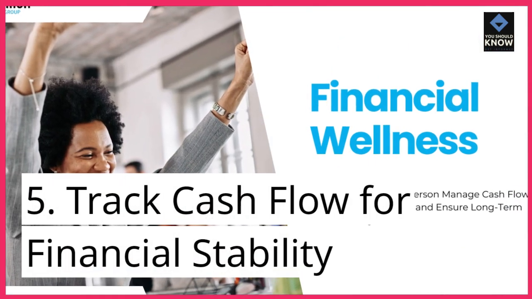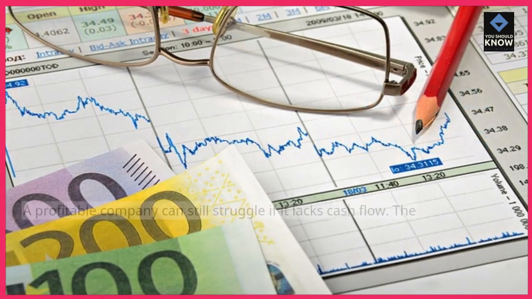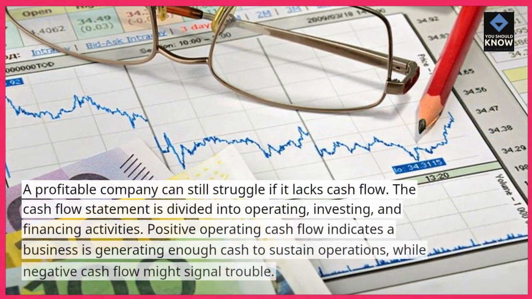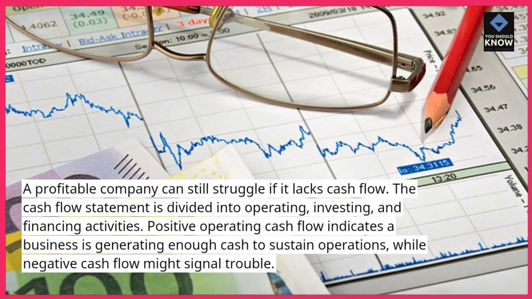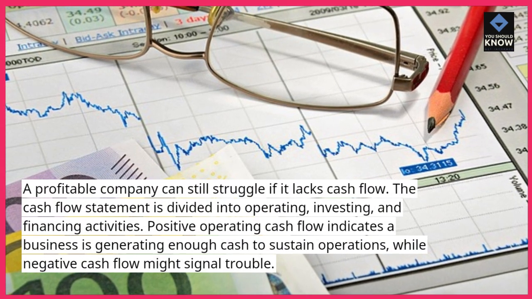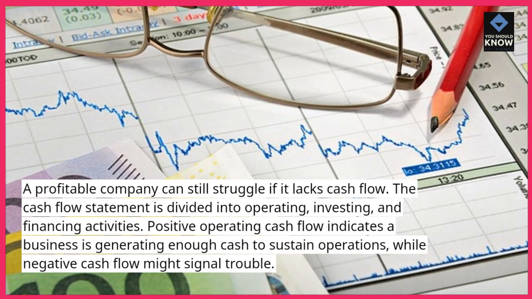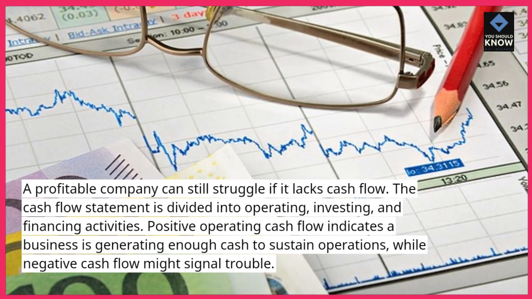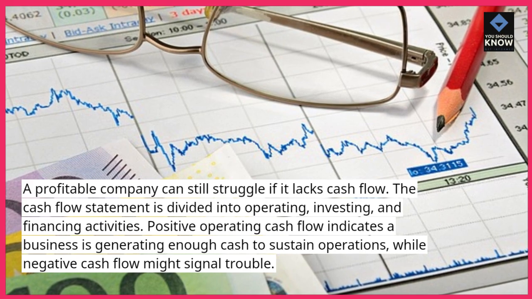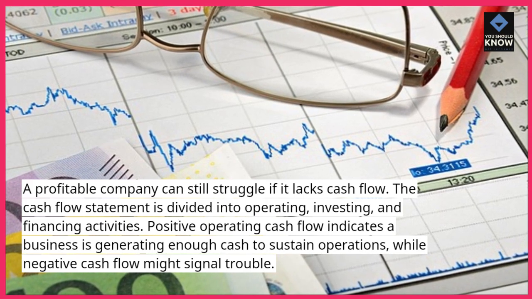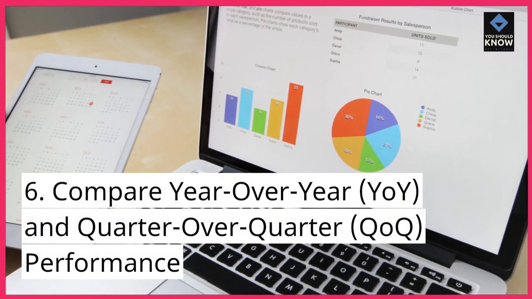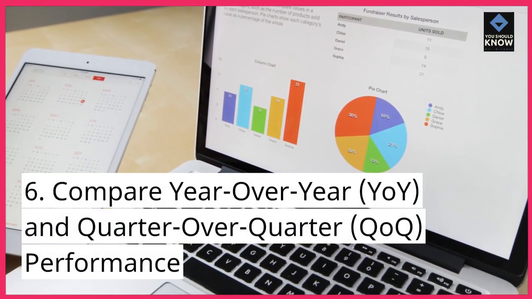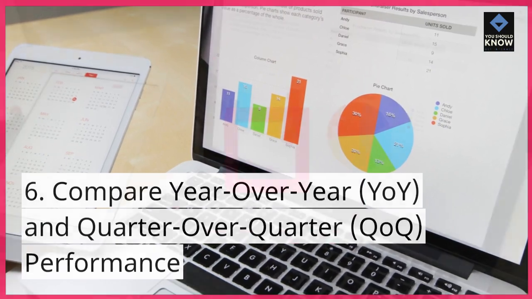5. Track cash flow for financial stability. A profitable company can still struggle if it lacks cash flow. The cash flow statement is divided into operating, investing, and financing activities. Positive operating cash flow indicates a business is generating enough cash to sustain operations, while negative cash flow might signal trouble.